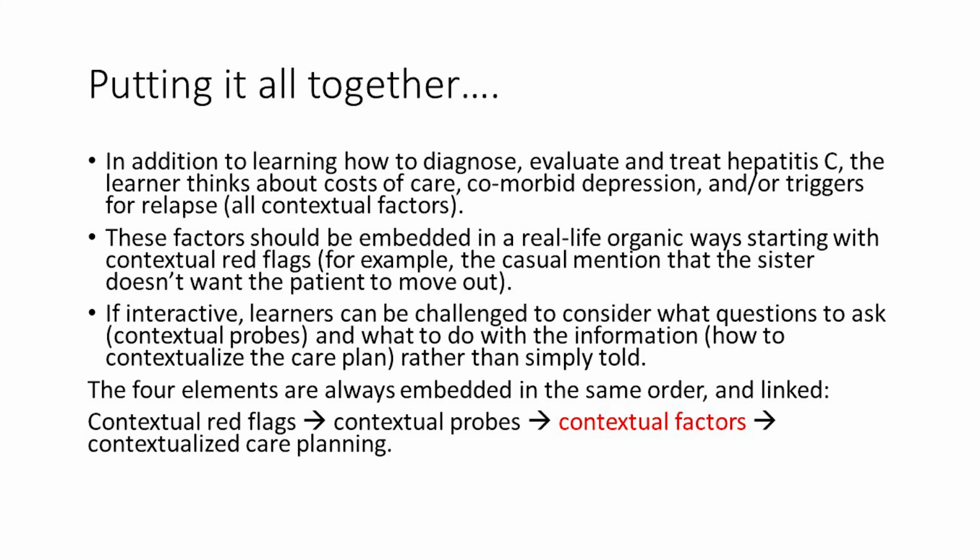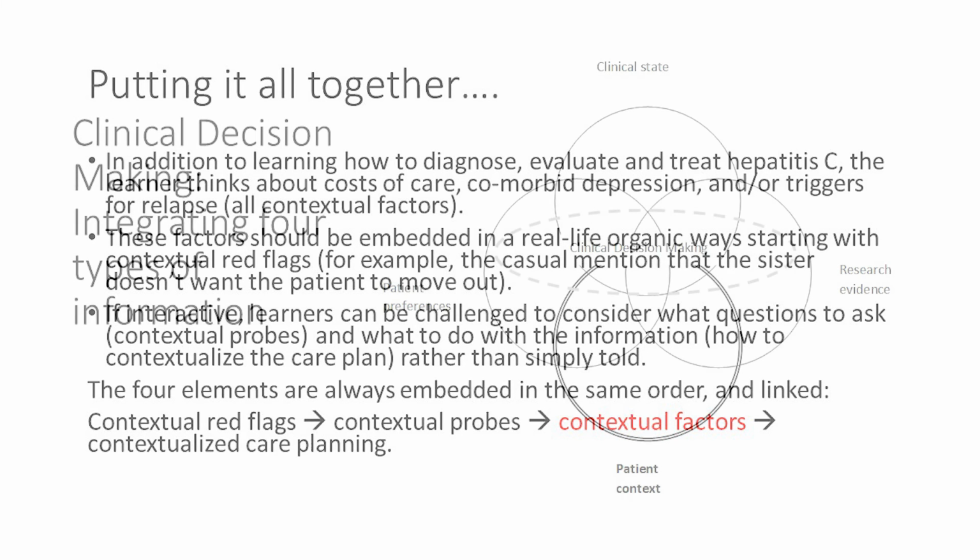And remember, everything is built around the contextual factor, so you always have to decide first what your contextual factor is going to be, whether it's a cost issue, depression, or a bad roommate, or something else. Once you have that, you can come up with 3 other elements you'll need for a fully fleshed out contextualized case. I'm referring here to the red flag, the probe, and the contextualized care plan. So that's how it's done.